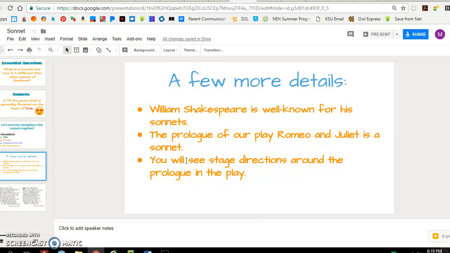You'll also see when you read that prologue some stage directions around that prologue that you didn't see in the sonnet that I showed you today. Enter, exit. Those are some of the important details that you're going to want to start paying attention to as soon as we start reading the play, so you know when it's your time to come on and read and when it's your time to leave, just as if you were an actor on stage.